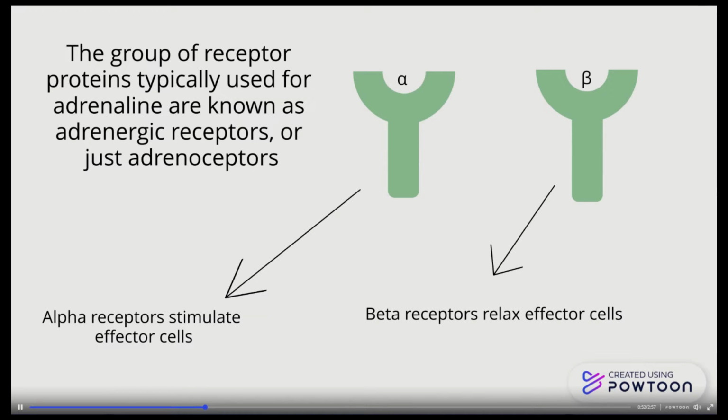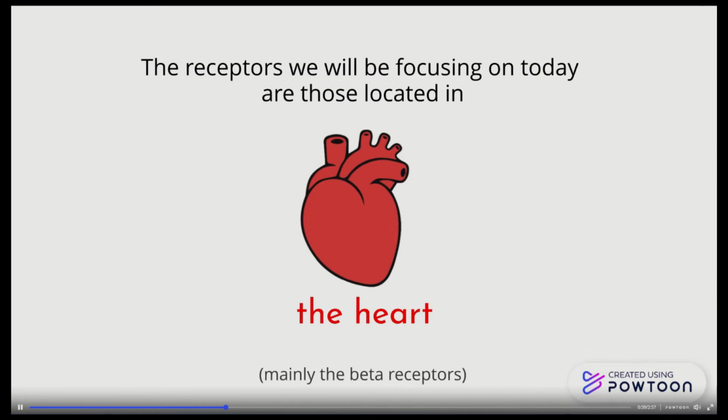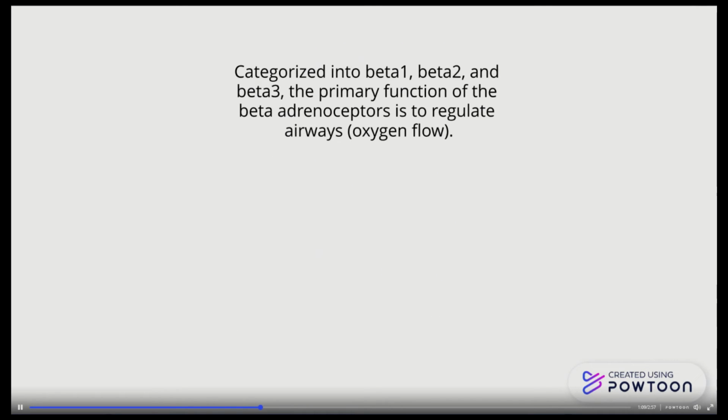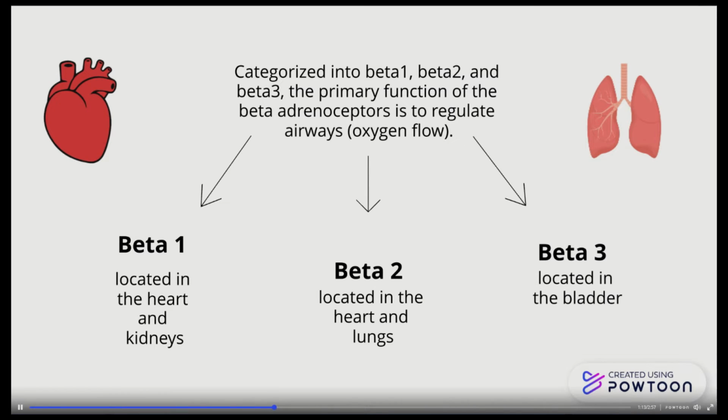Alpha receptors stimulate effector cells, while beta receptors relax effector cells. The receptors we will be focusing on today are those located in the heart. A part of the 7 transmembrane receptors, the beta adrenoceptor is encoded by a gene on chromosome 5. Categorized into beta 1, 2, and 3, the primary function is to regulate airways or oxygen flow.